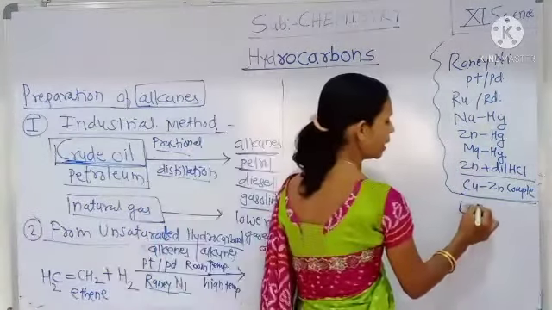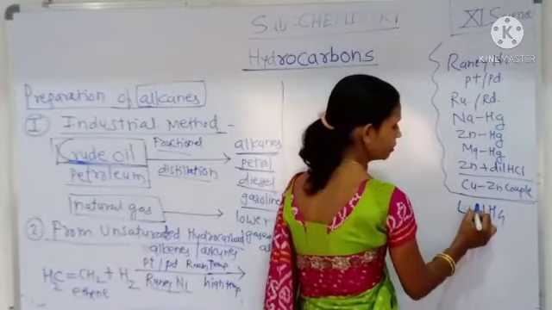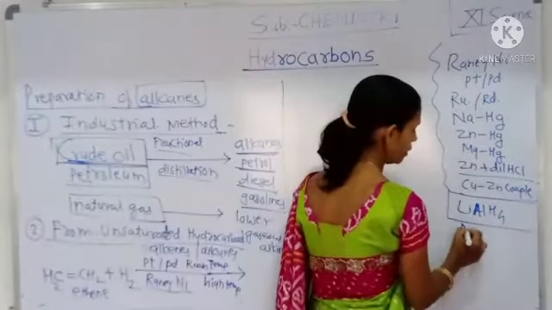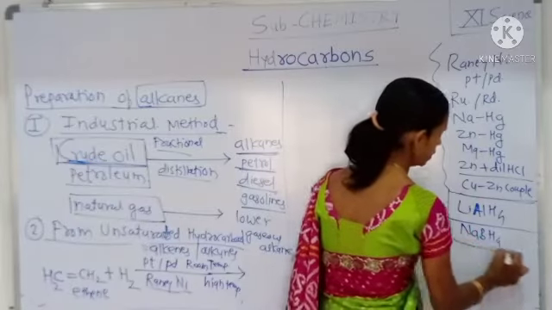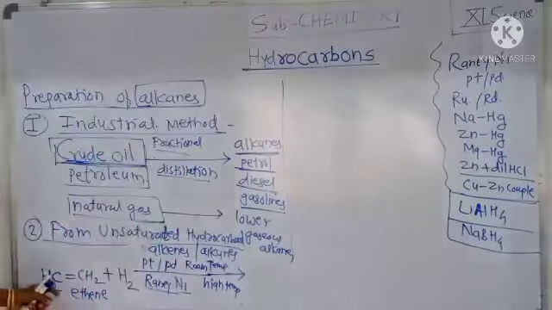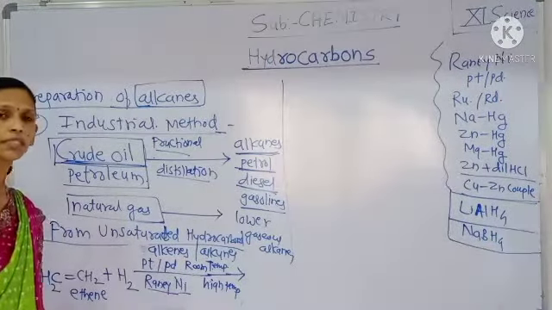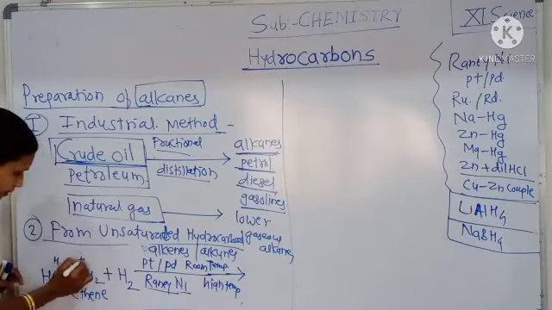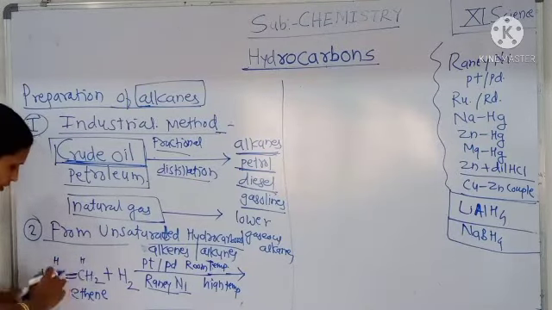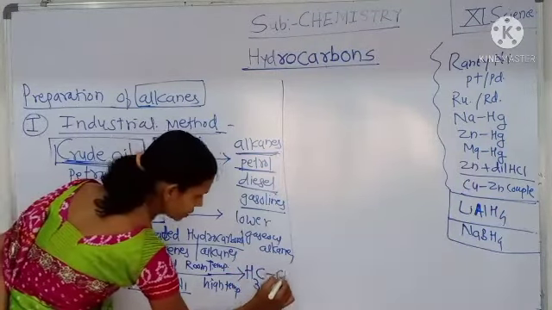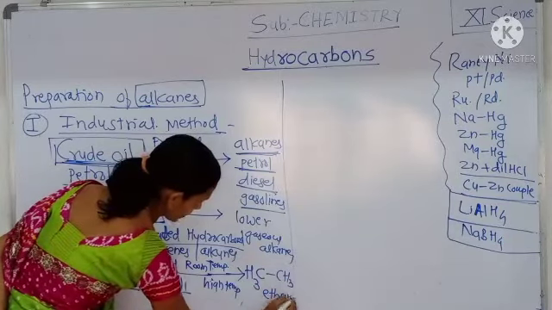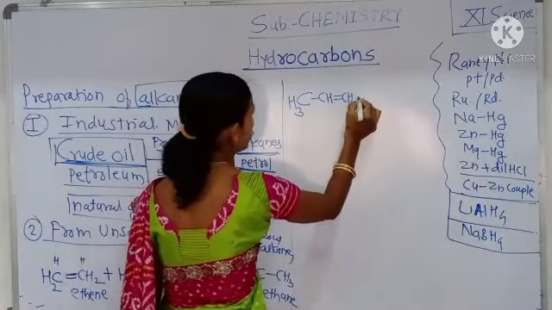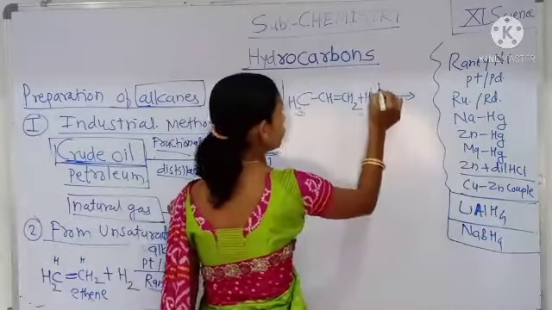Similarly, LiAlH4 is a complex compound which also acts as a good reducing agent. Similarly, NaBH4 is also a good reducing agent, used for the reduction of different types of unsaturated compounds into saturated compounds. Then see here, hydrogen is added across the double bond in the carbon, and it gives CH3CH3, that is ethane. Similarly, propene CH3CH=CH2 undergoes reduction in the presence of Raney nickel.